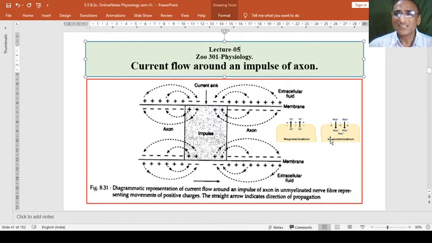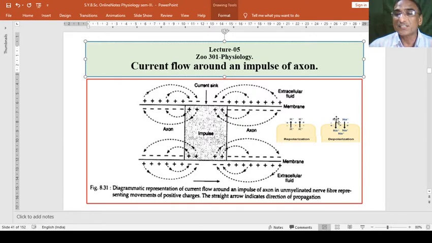In the last topic, these two simple diagrams of depolarization and repolarization were clear, because from this picture you will clearly understand how the current flow occurs around this impulse. So this is the axon. This is the complete axon. In the axon, this part is the impulse which is passing continuously. During that passage of impulse, these positive ions and these negative ions move around this impulse, as is clear from here.